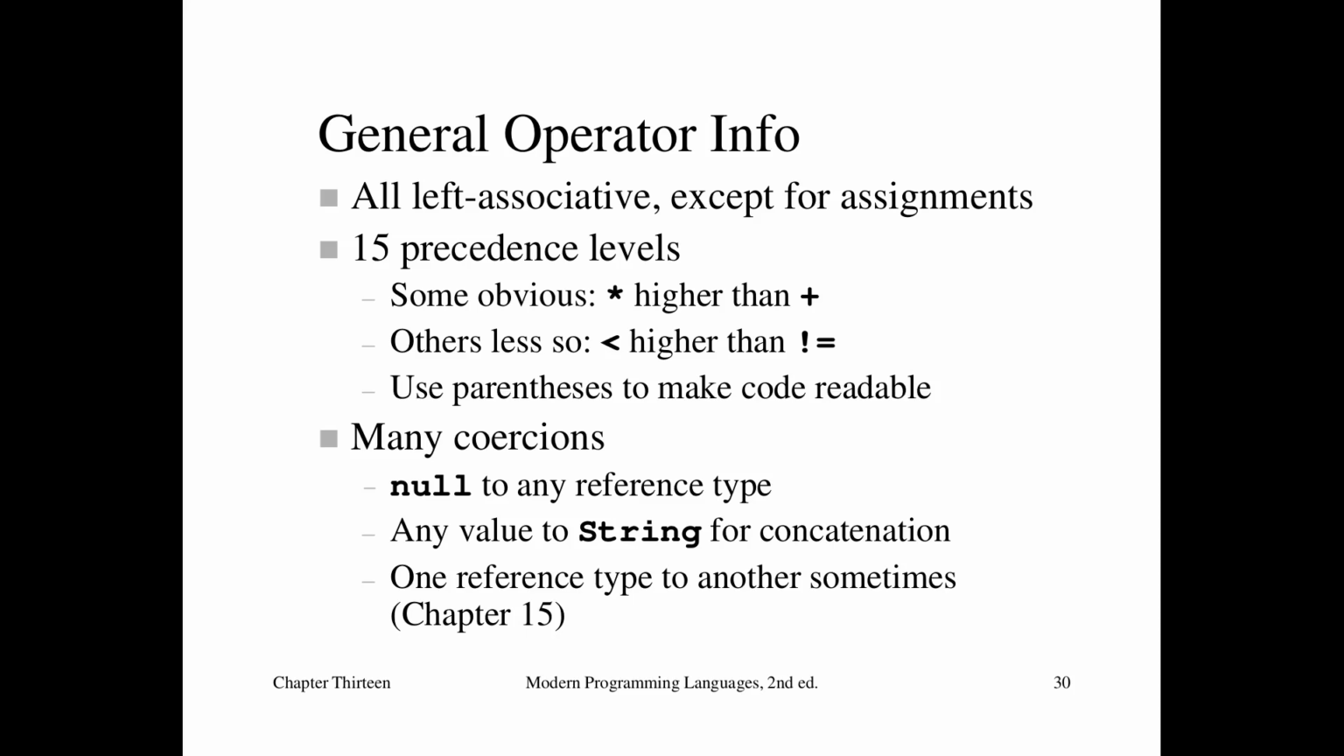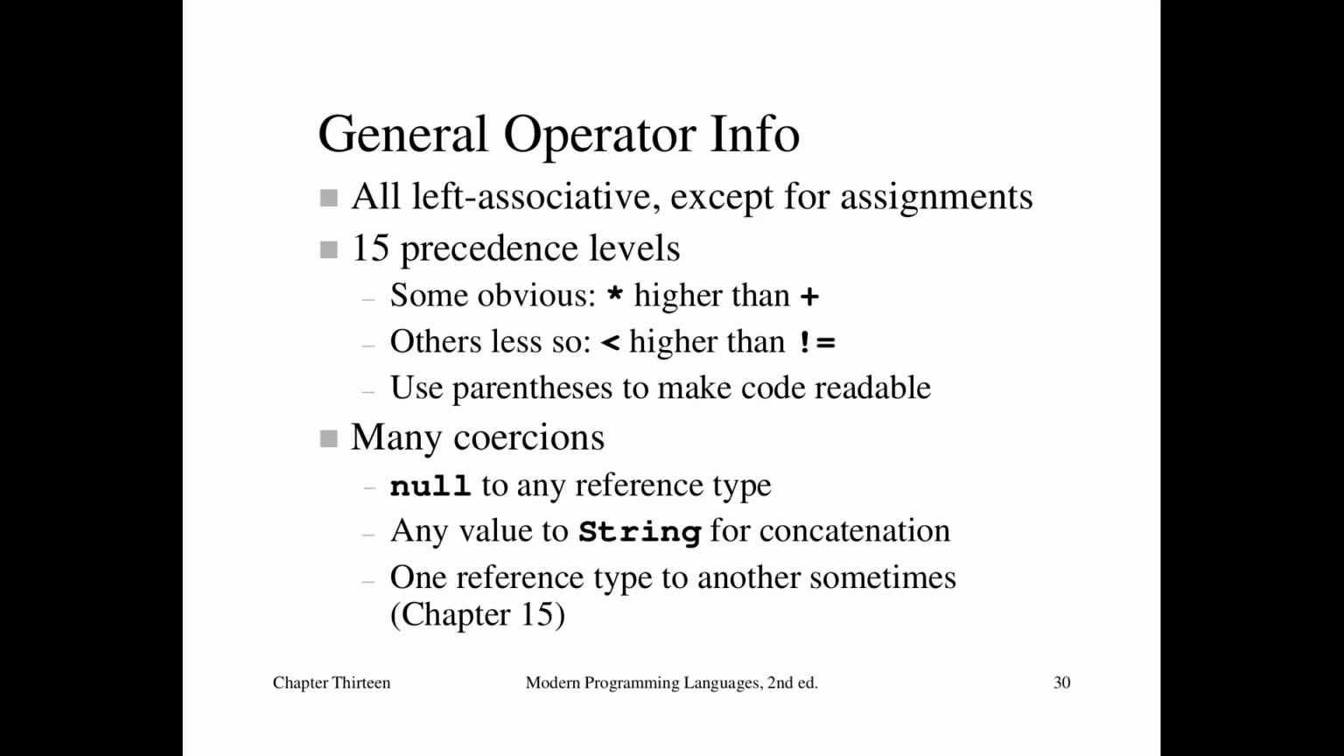General operator info. In Java, everything except for assignments and unary operators is left associative. There are 15 different precedence levels. You can look up what the precedence levels of Java operators are. It's pretty obvious for the most part. Many coercions, so null to any reference type, any value to string.